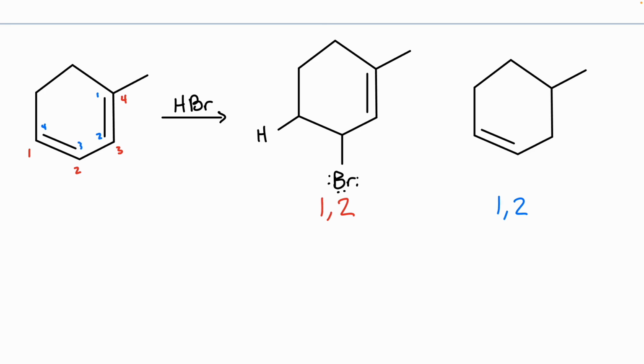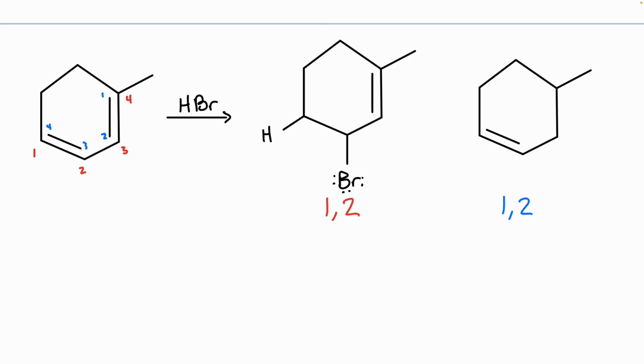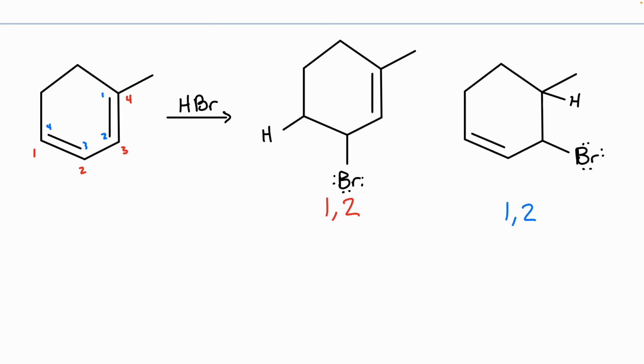All right, so if I look at my red numbering, I'm going to put hydrogen on the red carbon 1 and bromine on the red carbon 2. And if I do my other product, where my other double bond is playing the role of the nucleophile, now my bromine's on blue carbon 2 and my hydrogen is on blue carbon 1. Okay, so these are both the 1,2 product, just depending on which one of those two bonds plays the role of the nucleophile.